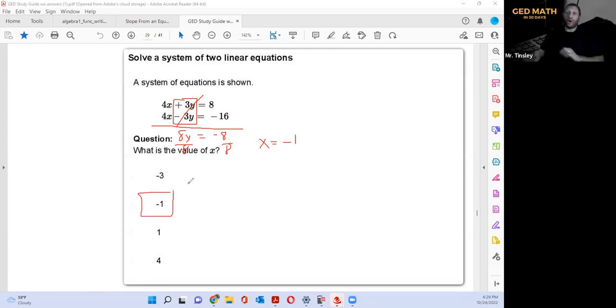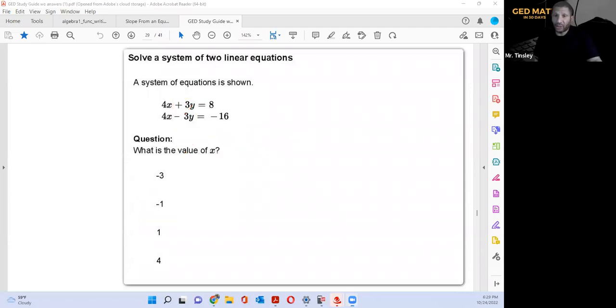So they are either going to give you a system of equations where the variables cancel each other out, as you see here, or they might give you a system where they are the same, where you have to multiply one of the equations by -1. Or they're going to give you a word problem where you can use the answers as your guide to finish the problem. Let me see if I can find one.